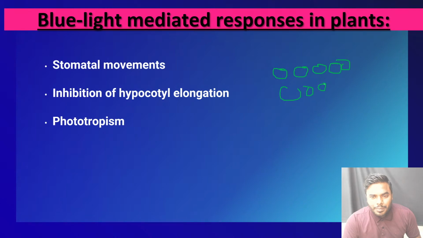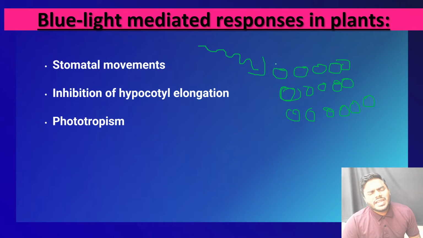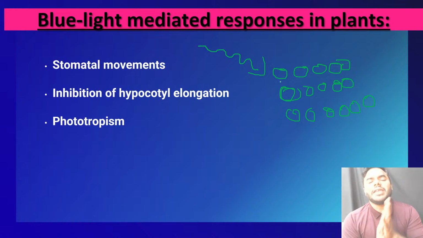Like this, chloroplasts are there. These are all the chloroplast molecules. Now everyone please listen to my words carefully. Now there is a very high intensity of sunlight. As a result, what happened? Most of the chloroplasts get damaged.